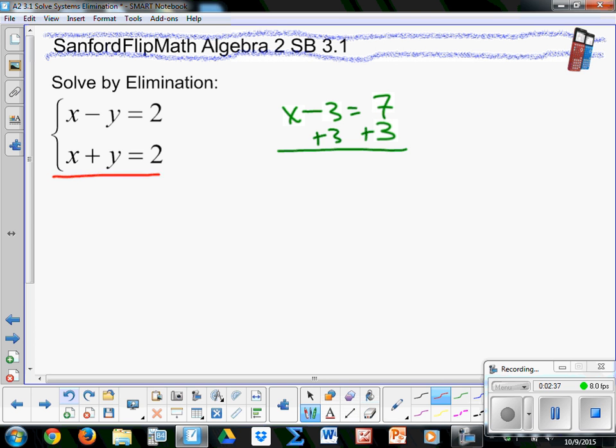So when I do this, x plus x is 2x, negative y plus positive y is 0, so I'm not even going to write that down. And then 2 plus 2 is 4. We just got this down to one variable, one equation, and now I can solve by dividing by 2.